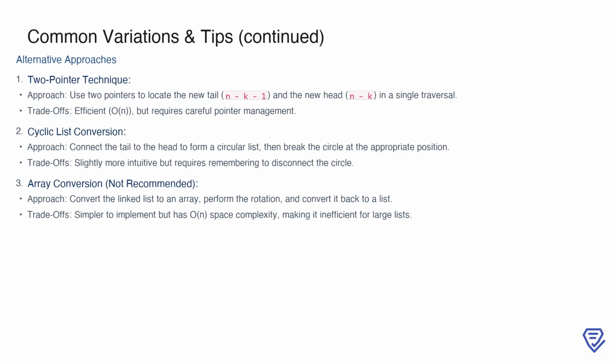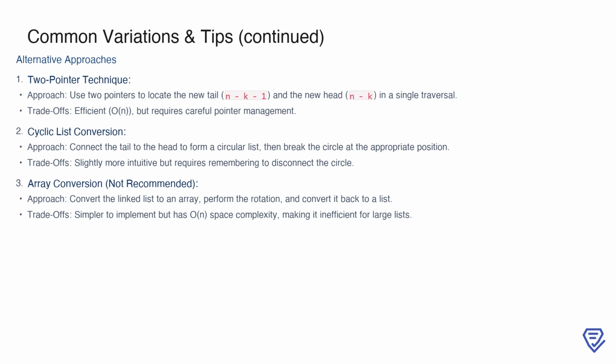Another approach involves converting the list into a cyclic structure by connecting the tail to the head. Once the list is circular, you can break the cycle at the appropriate position to complete the rotation. This method is intuitive and visually easy to understand, but you must remember to disconnect the cycle to restore the list to its proper form.